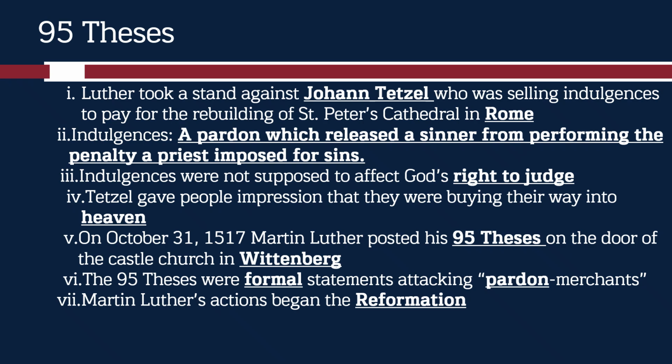Indulgences were not supposed to affect God's right to judge. But Mr. Johann Tetzel gave the impression that people were buying their way into heaven. And so on October 31st, 1517, Martin Luther posted his 95 Theses on the castle church door in Wittenberg. The 95 Theses were a formal statement, specifically attacking the pardoned merchants as well as a few other injustices he saw within the church, and this is the beginning of the Reformation.